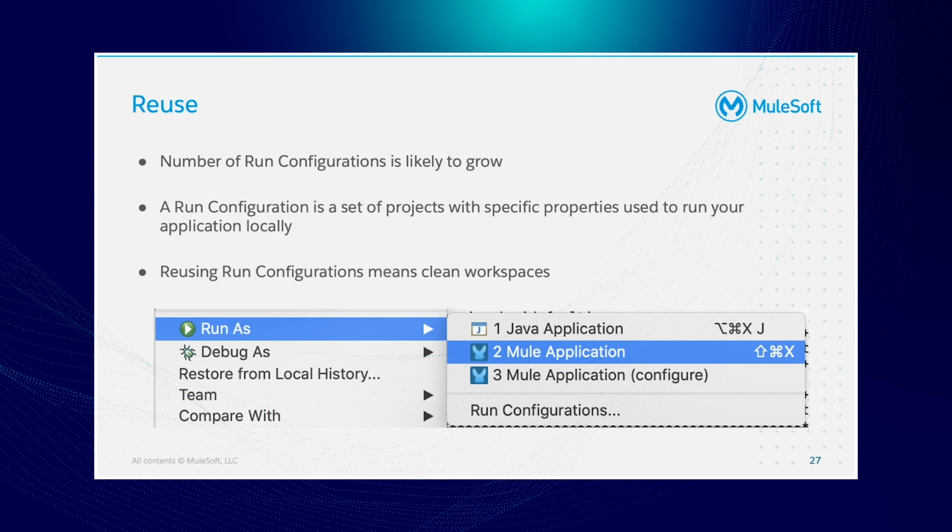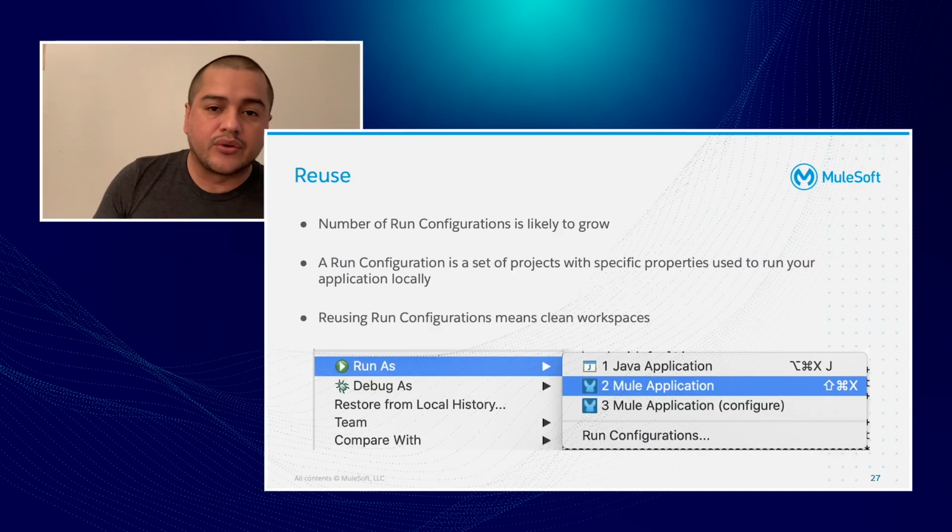A run configuration is a set of projects with specific properties that you can use in your workspace to run and test your applications locally. The good thing about this practice is that you can also use this configuration to debug your applications.